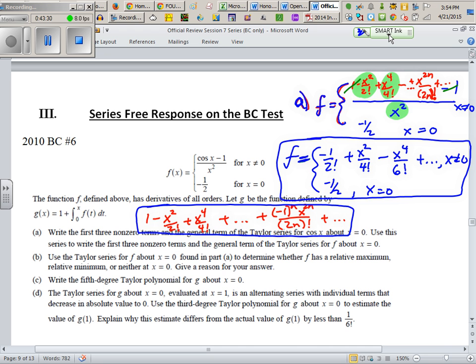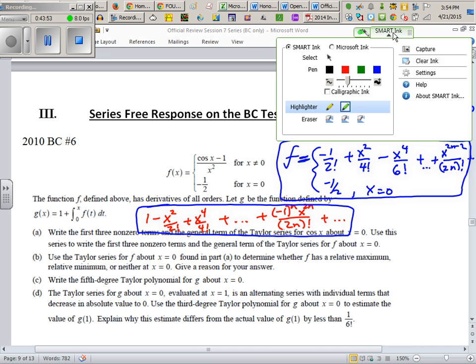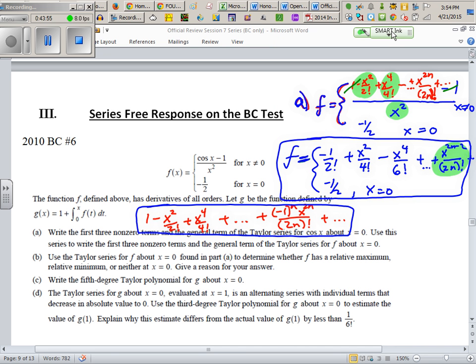And you know what I forgot to write in here was my general term. So this last red divided by x squared, I forgot to write. There's one little term I forgot to write. It's right here. I forgot to write x to the 2n minus 2 over 2n factorial. I'll highlight the one I just wrote in case you just tuned in. That's the general term of f. So you got to take the derivative to do part B now.